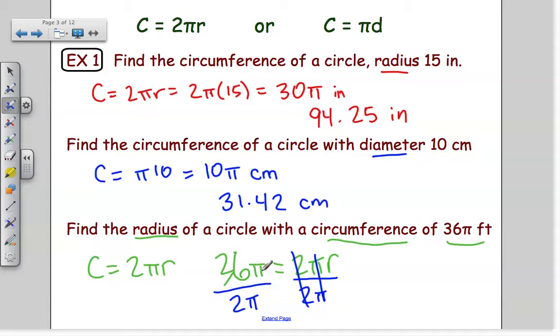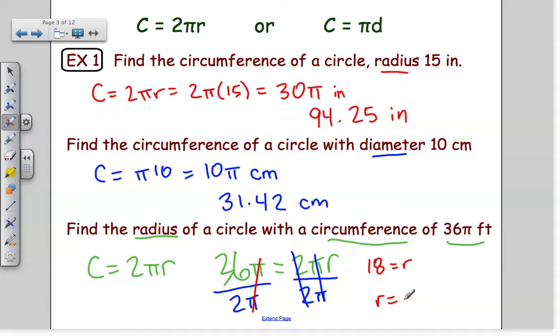Now, I get lucky here because pi's cancel. Pi divided by pi is just gone on this side. If that does not happen, and you have to do this on the calculator, make sure you actually divide by 2 and divide by pi. Okay, make sure you hit divide both times. But in this case, they cancel out. And 36 divided by 2 is just 18. Now 18 equals the radius, right?